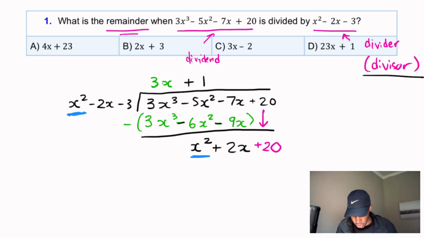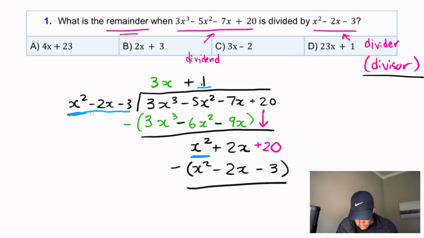So we're going to say 1 times this entire expression right here. So that's going to be minus 1 times this entire expression. So that's going to be x squared minus 2x and then minus 3, just like that, right? Cool. And then I'm just going to remove this just to make it more clean.